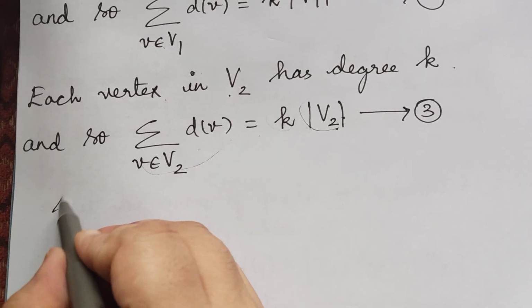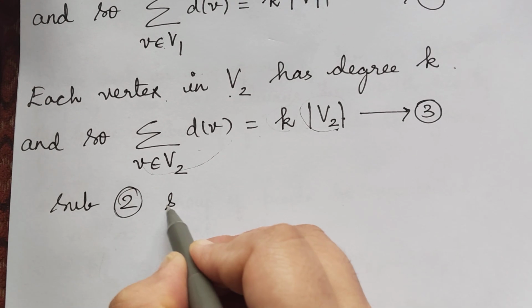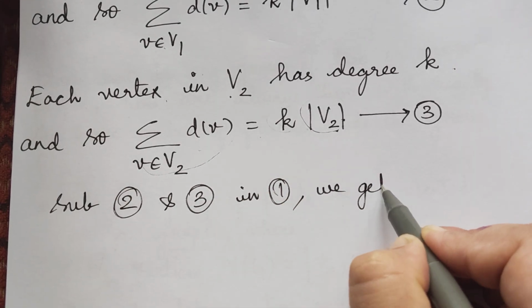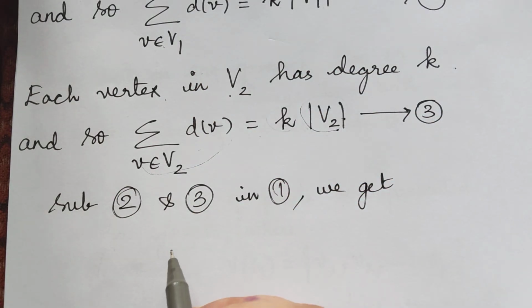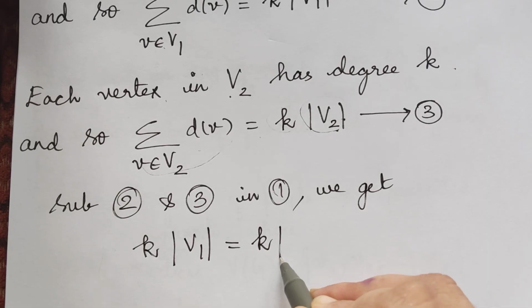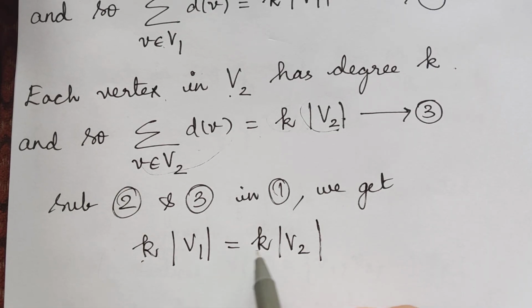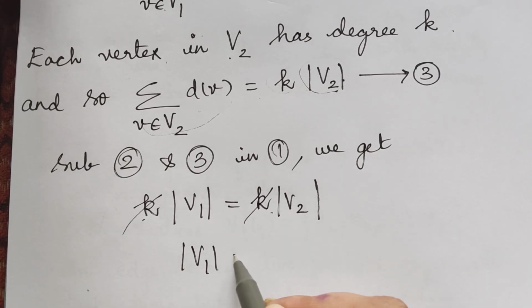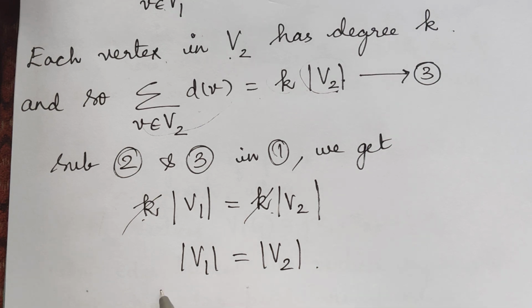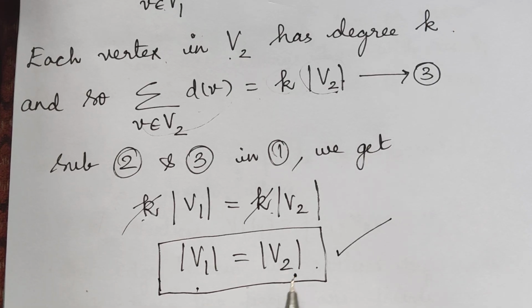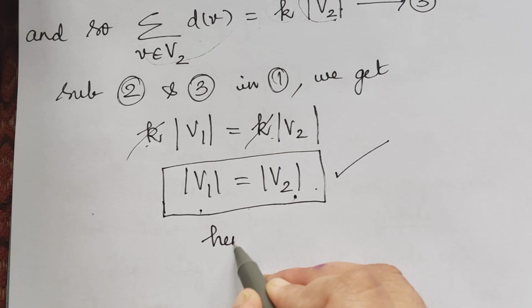Substituting 2 and 3 in 1, we get, since this and this are equal, from 1 we can say that k into modulus of V1 will be equal to k into modulus of V2. Since k is greater than 0, we can cancel these two, and therefore we will get modulus of V1 is equal to modulus of V2. And hence we have proved the required result. This is what we wanted to prove. The number of vertices of V1 is equal to the number of vertices of V2. So hence we have proved this.